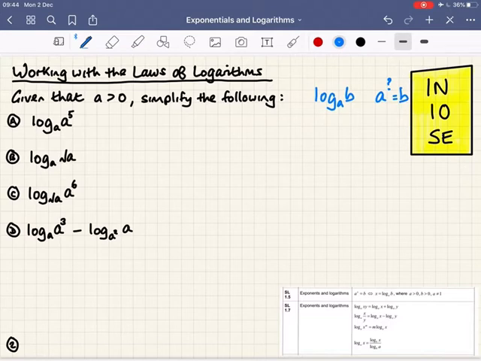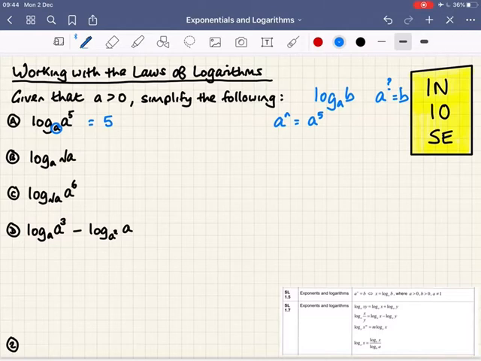So in this first question, what do we raise a to the power of to get a to the power of 5? Well, we raise it to the power of 5. In other words, a to the n has to equal a to the power of 5. So in this case, n must be equal to 5. So we've answered the question there.